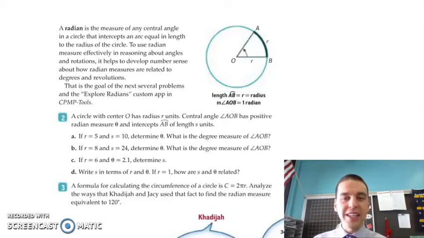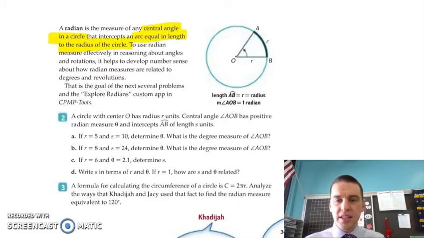So a radian measure is looking at an angle measure, but not in terms of degrees. And that's going to be the hardest thing for you guys to think of, is that radian measure is not in terms of degrees. What we have here is that a radian measure is a measure of any central angle in a circle that intercepts an arc in equal length to the radius of the circle. And this is really key, and we're going to talk more about it in class. Hopefully this will give you a basis.